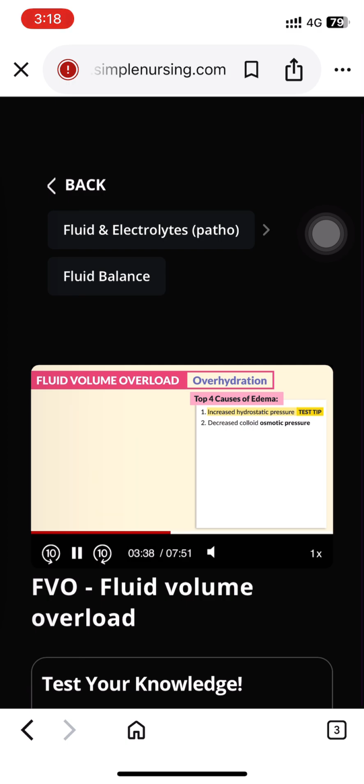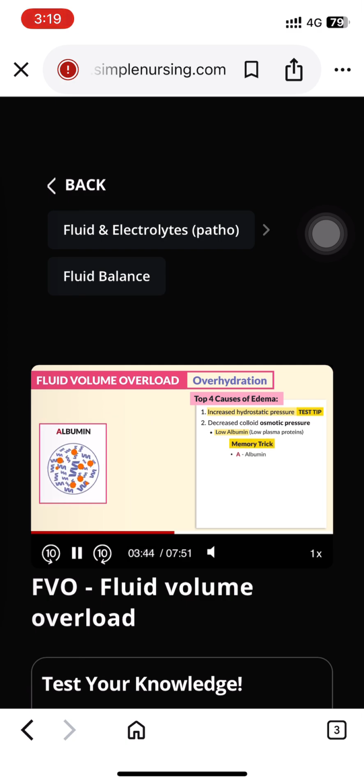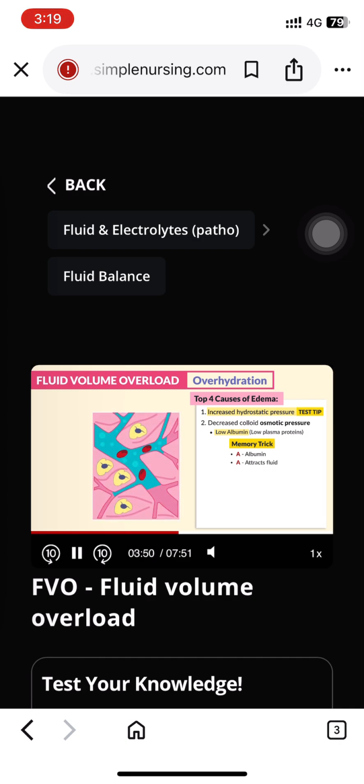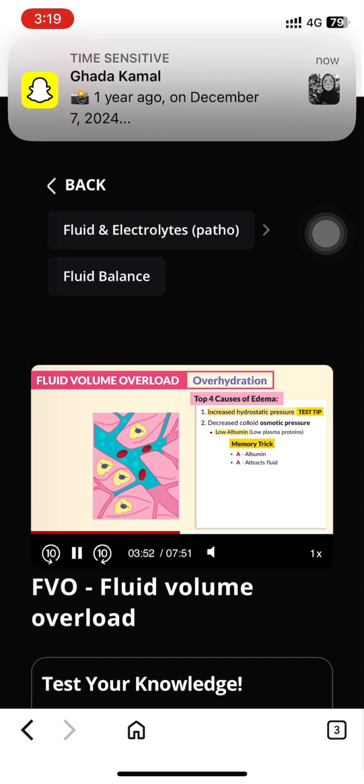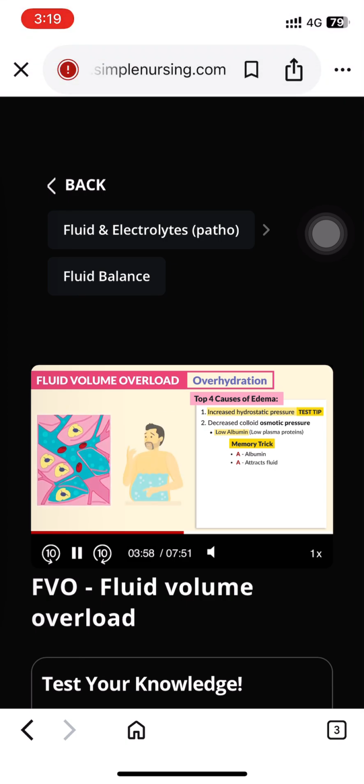So be sure to write this down. Low albumin, we have low plasma proteins. So the memory trick, A for albumin, A for attracts fluid into the vascular spaces. So without enough albumin in the body or in the blood vessels, fluid leaks out into the third space, meaning fluid escapes the blood vessels and into the body cavity like the abdomen.